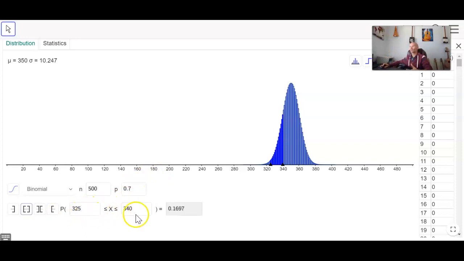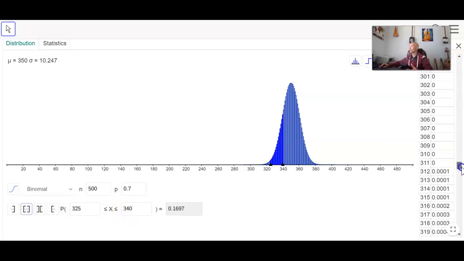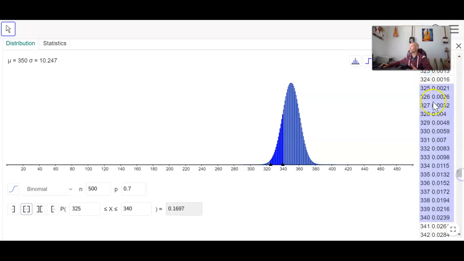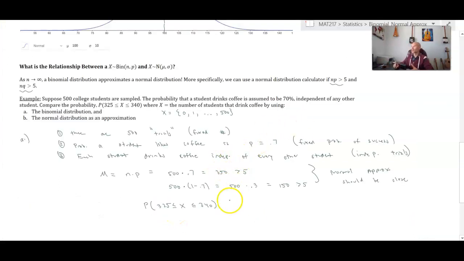And the probability of between 325 and 340 students, which is already entered in here, we want this option selected. We want the interval between 325 and 340. We should be able to come down here and see the highlighting occurring between 325 and 340. We want the sum of all those bars. Now keep in mind, we would have to compute 325, 326, that's 16 different computations that we would need to calculate in order to do this by hand. We get 0.1697.